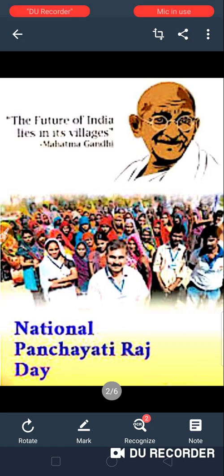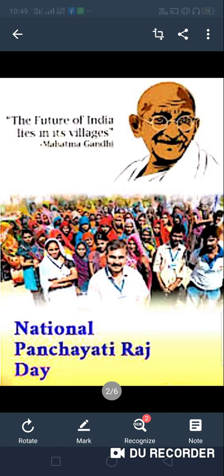All the members of Gram Sabha also elect a sarpanch, who is the panchayat president. The ward members, the panches, and the sarpanch form the Gram Panchayat. The Gram Panchayat is elected for 5 years.